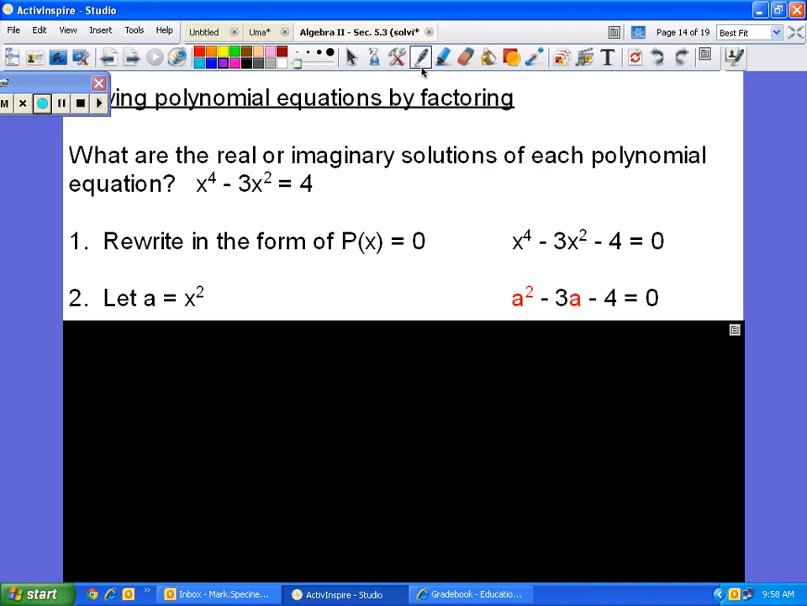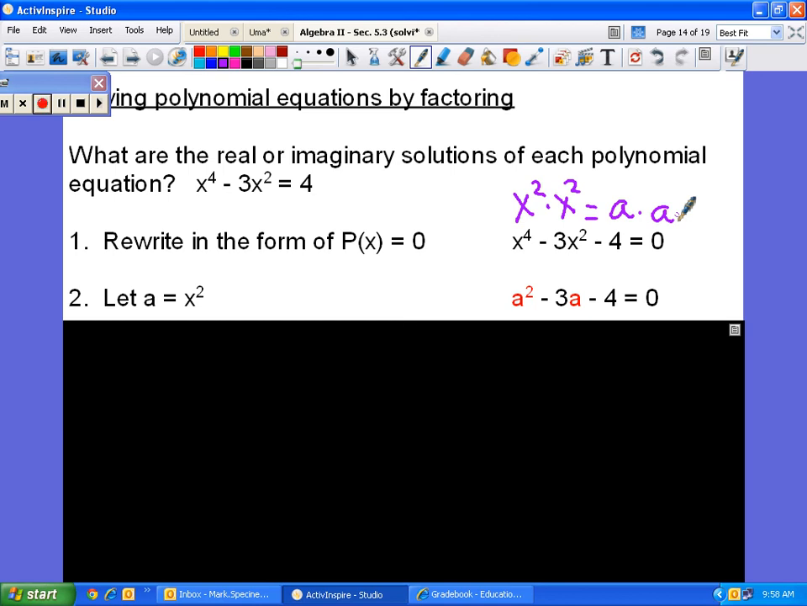Okay? This is the one that's tricky, because I don't see x squared. I see x to the 4th. But if you think about it, can't I rewrite x to the 4th as x squared times x squared? So now if I'm substituting, instead of x squared, I put A times A. And that's why it says A squared here.